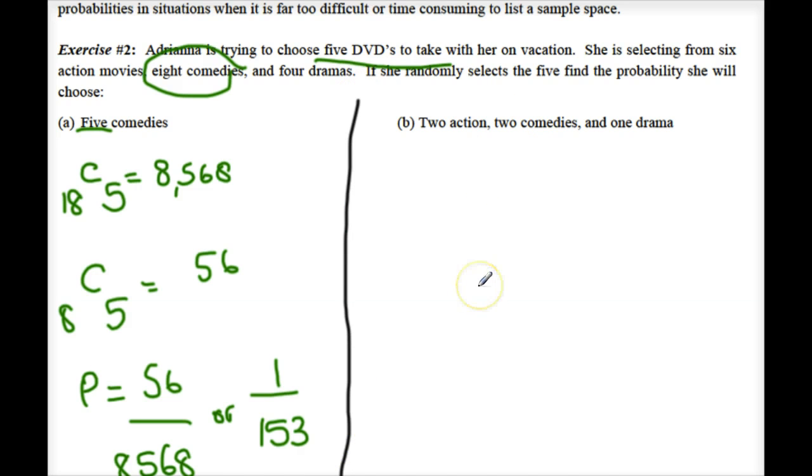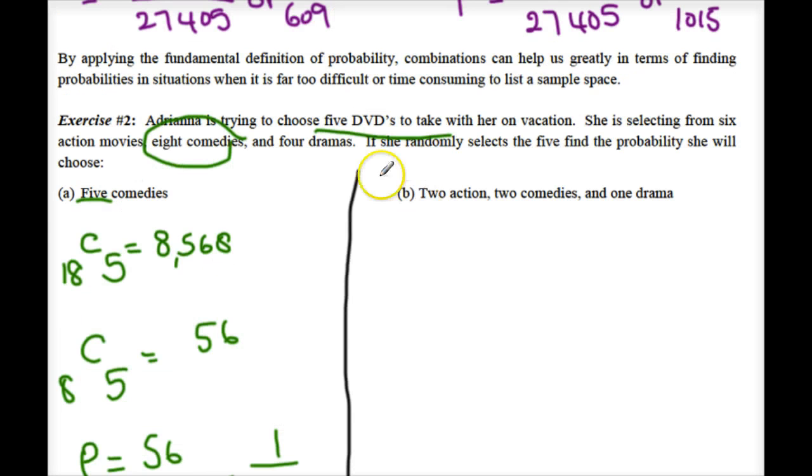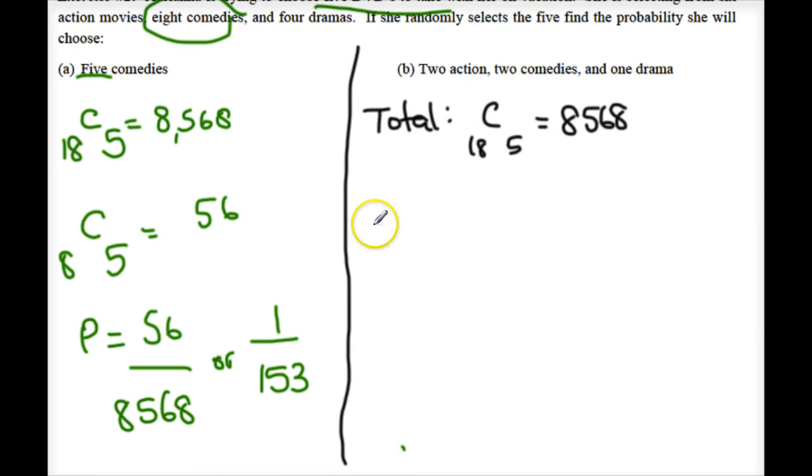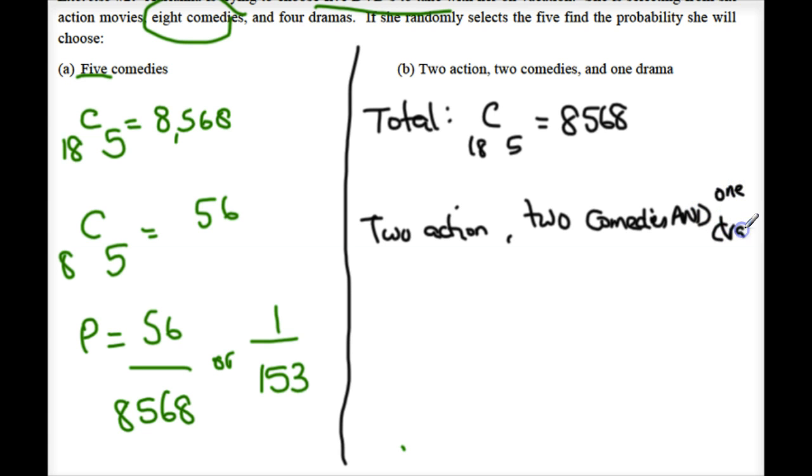It says, what if she chooses 2 action, 2 comedies, and 1 drama? Again, we know the total possibility as we calculated was C(18,5), which is 8,568. So 2 action, let's break this up. She has 2 action, 2 comedy, and that's my keyword, and 1 drama.